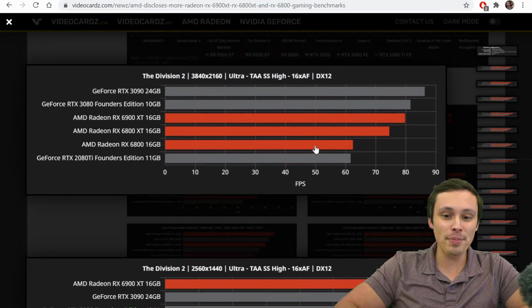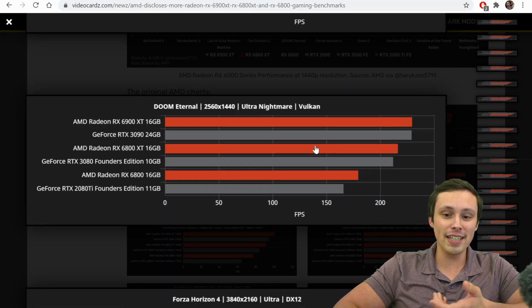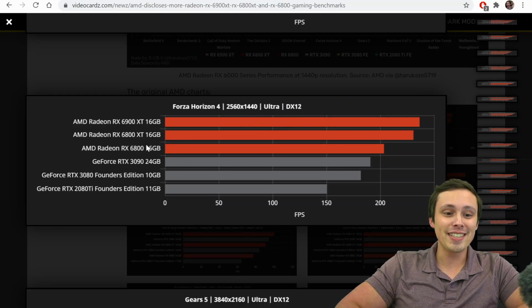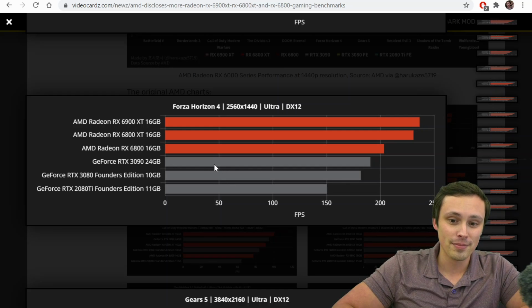So, yeah, this doesn't happen in every game, okay? Look, so if we scroll through here, this is not a trend that happens in every single game. But here's another case where, look at this, Forza Horizon 4 at 1440p Ultra. The 6800, 6800 XT, and 6900 are all beating the 3090. Like, noticeably so.